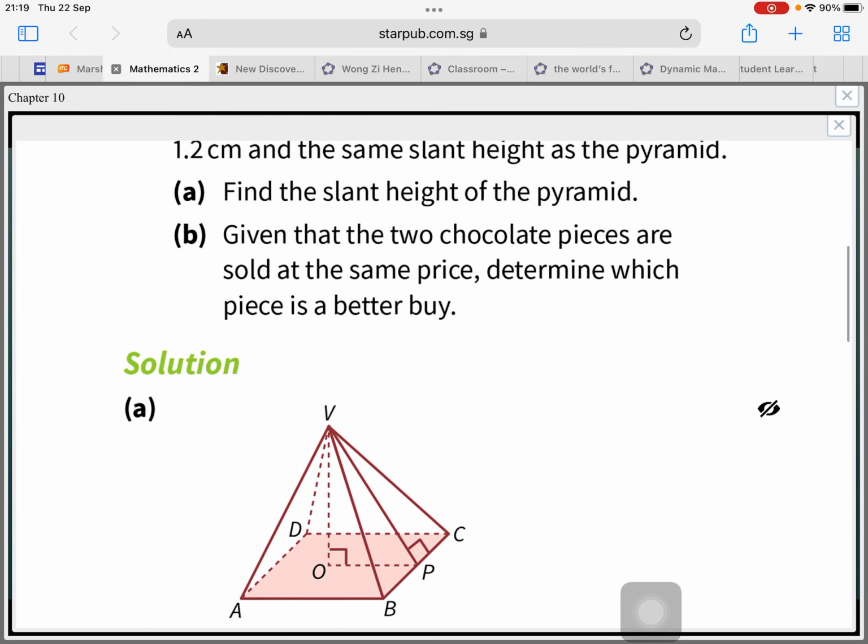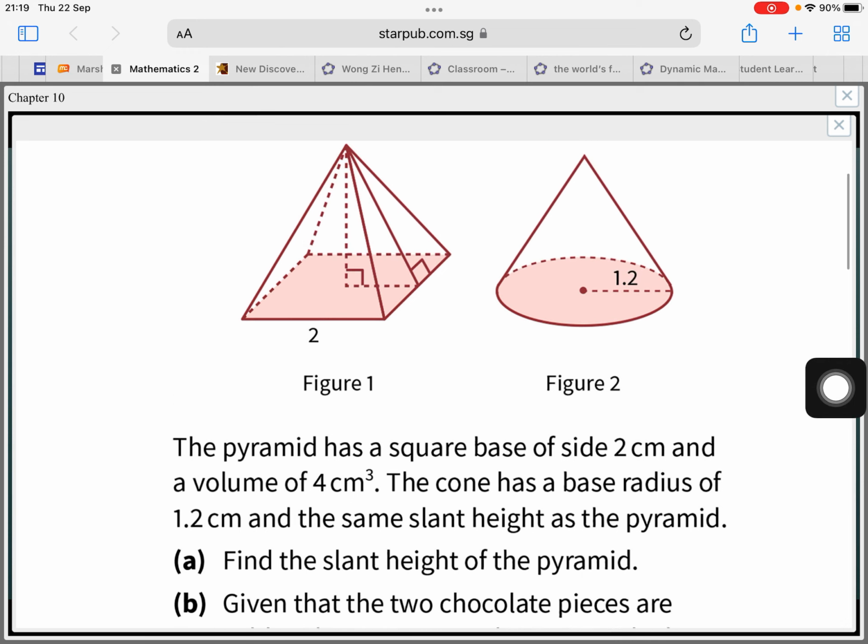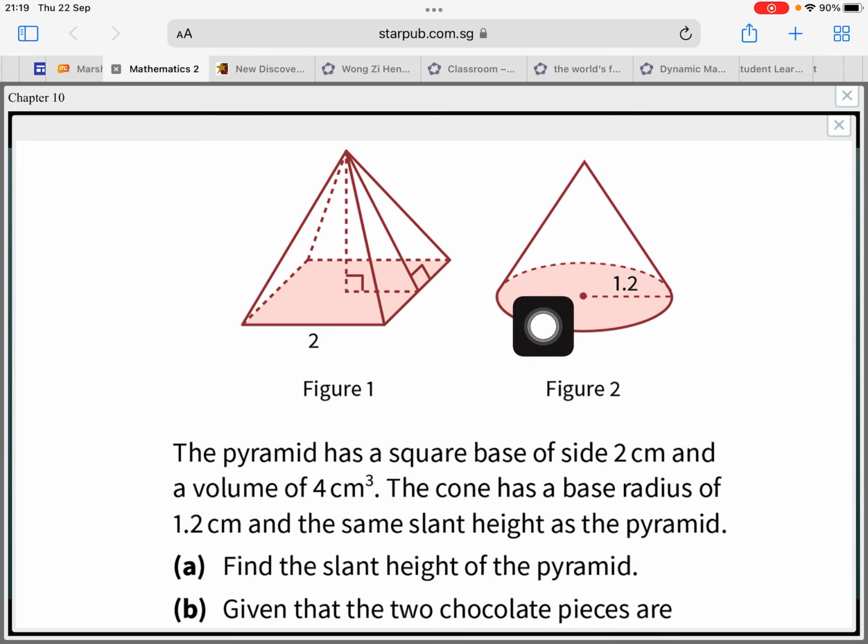Next part of the question, they tell you that the two chocolate pieces are sold at the same price. Determine which piece is a better buy. In this case, what should you be looking for? There's volume, there's surface area. Best buy, of course, for the same price, you get more volume, correct? That means that you get more chocolate. To get more volume, you know that the volume of the pyramid is already 4 cm cubed. So what do you need to do? You need to calculate the volume of the cone. And if the volume of the cone is larger than 4, this means that the cone is a better buy.